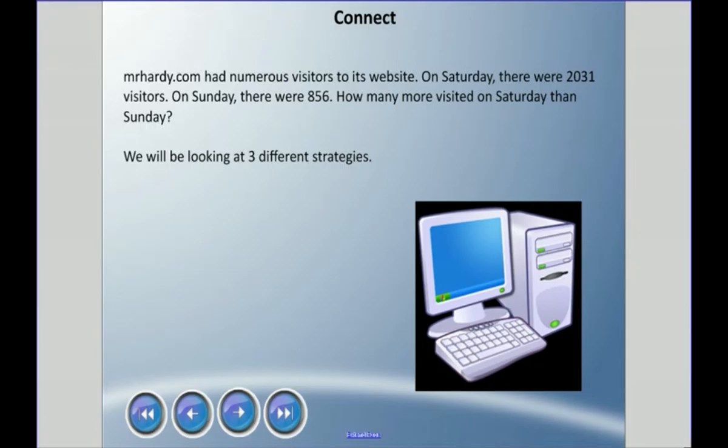We will be looking at 3 different strategies. And just as a side note here, anytime you see "how many more" in the words, "than" is a signal that we'll be doing some subtracting if you ever see that on a word problem.